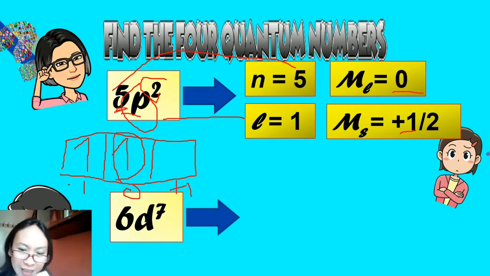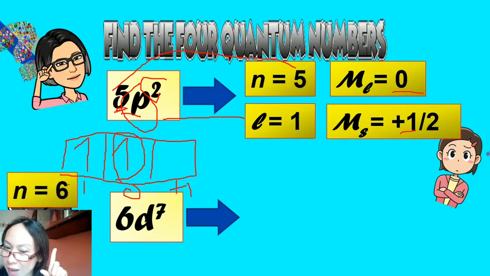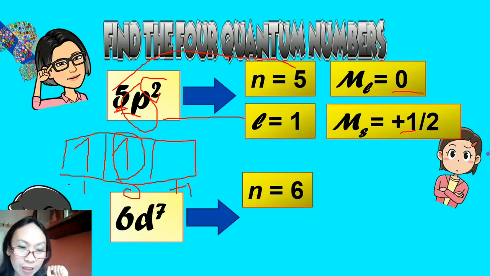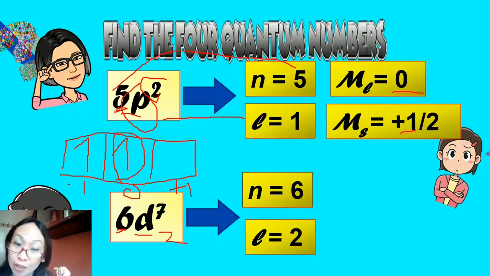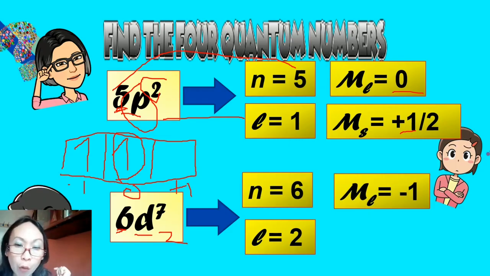Let's try to check. For your principal quantum number, the value is, check your work, 6 because, ayun o, 6 yung main energy level. Okay, second one, the angular is 2. Bakit? D is equal to 2, kaya naging angular natin is 2. For our magnetic, bakit naging negative 1 yan? So, try to draw the orbital again. Ilan po ang orbital ng ating D sublevel?